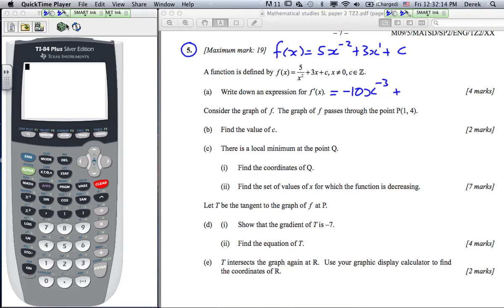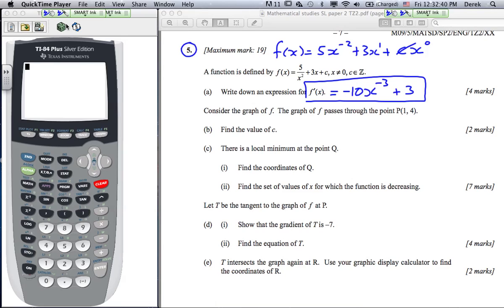Plus, we have that as x to the 1. So that's going to be 1 times 3, so that's going to be 3. 1 minus 1 is 0, so x to the 0 is 1. And c, we can write that as c times x to the 0 there. So it's 0 times c, so it's just going to cancel that out. So this over here will be the expression.